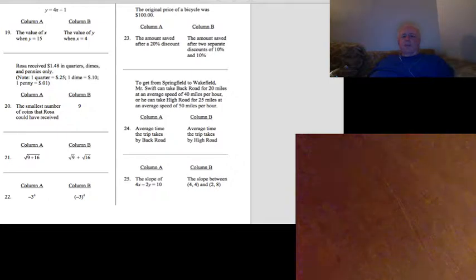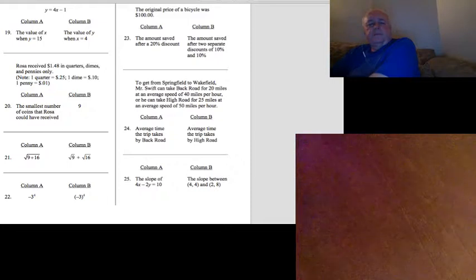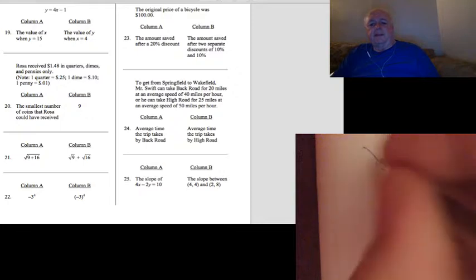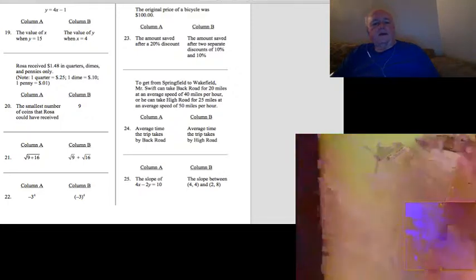So let's jump into this. What's the answer to this? Is it A is greater than B, B is greater than A, they're equal, or we can't figure it out? So we have y equals 4x minus 1. Oh, and let me bring this back on the screen. I think we removed it.